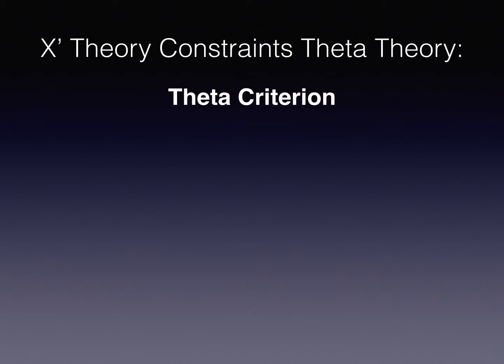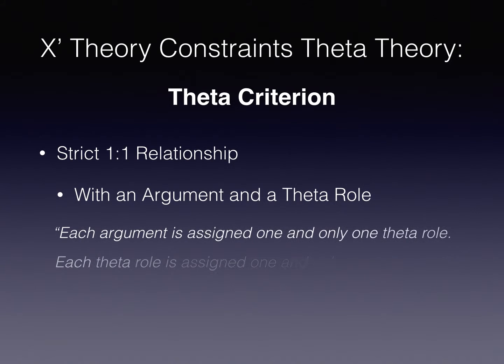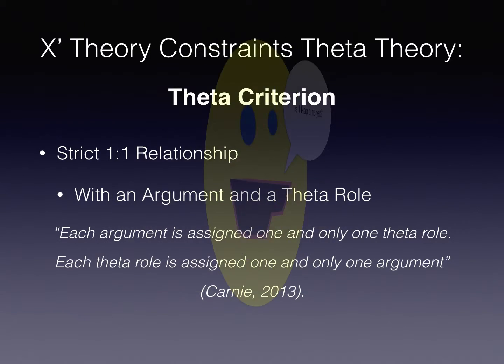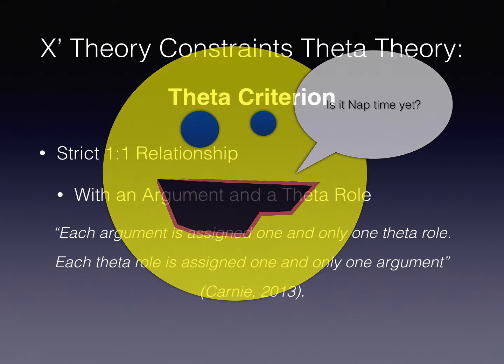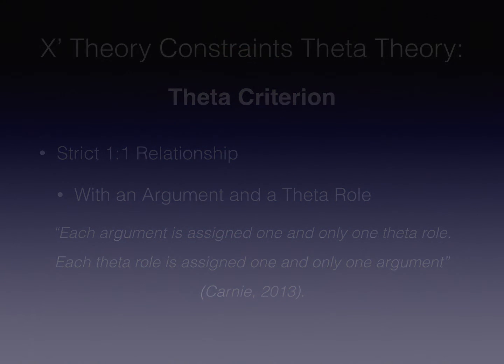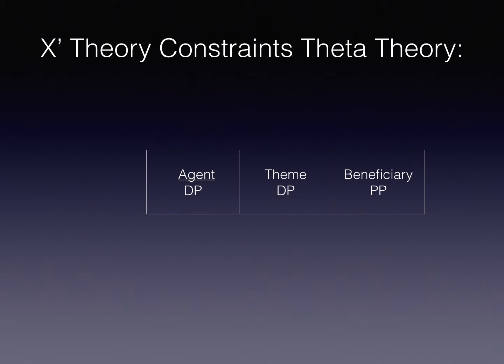The theta criterion is strict. It states that each argument is assigned one and only one theta role, and each theta role is assigned one and only one argument, and these conditions must be met for this constraint to function. So how do we meet these constraints? Well, there is this filter that is visually represented by a table-looking thing called a theta grid, which helps us illustrate how these constraints work.